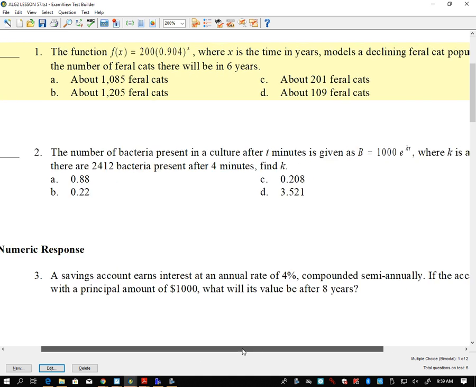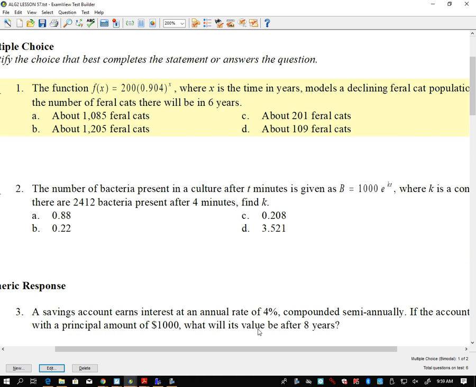Okay. All right. Did you guys get this document sent to you, hopefully? All right. The function f of x equals 200 times 0.904^x, where x is the time in years, models a declining feral cat population. We want to know how many cats are going to be in 6 years. This is fairly easy because all that we have to do is plug in 6 for x, right? So I'm just going into my calculator. I'm typing 200 parentheses 0.904 close parentheses to the 6th.